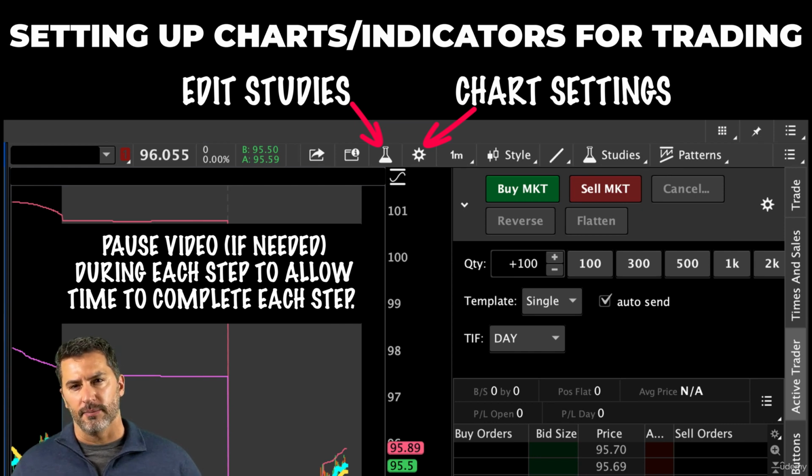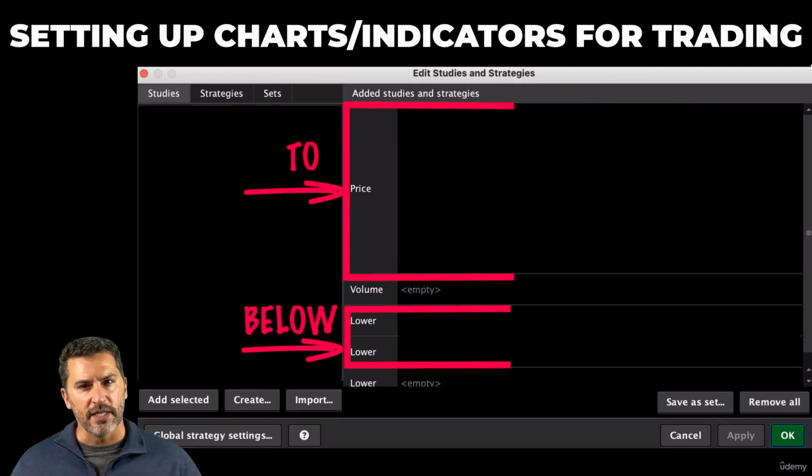There are two types of setups. First is the chart setup, and second is adding studies either to or below the chart. So let's talk about what's called studies and adding them to the chart, not under. Keep in mind, you have the same tools as the professionals, both individuals and institutions.